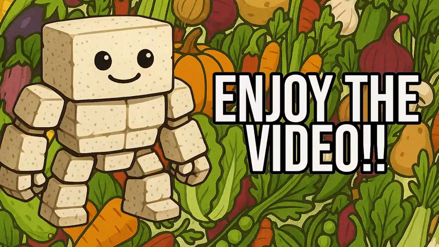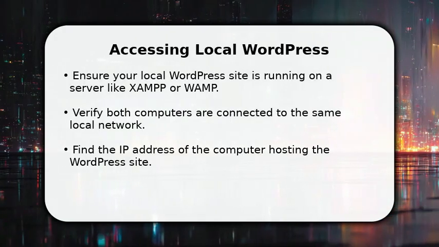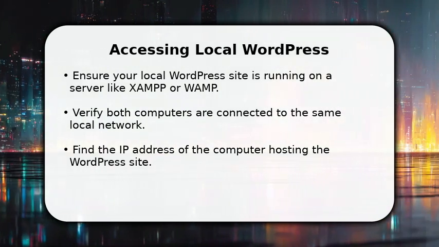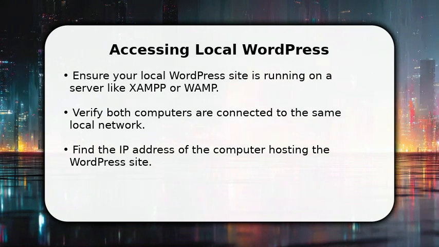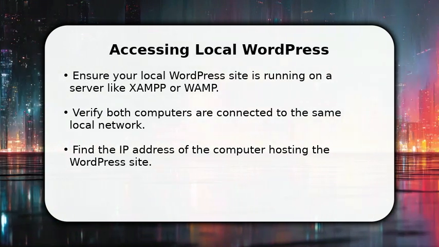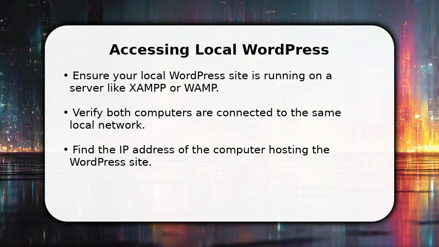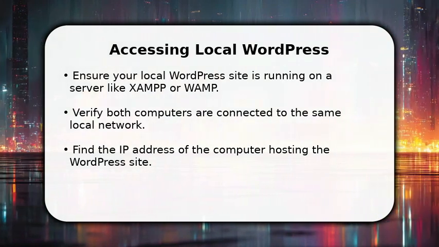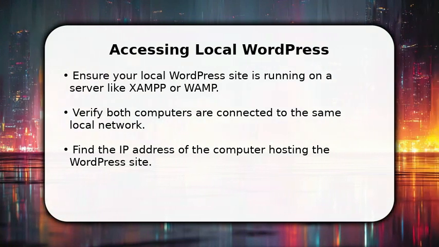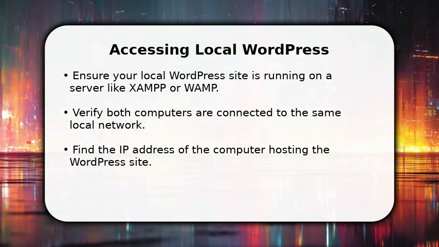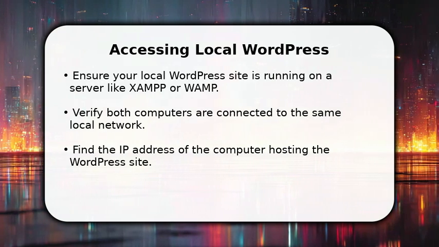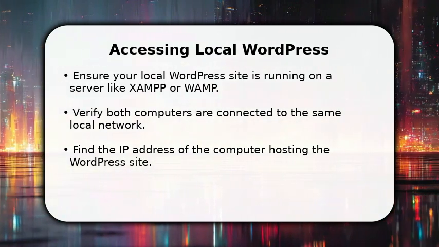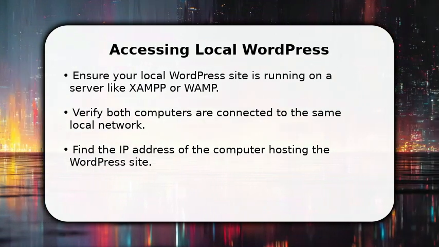Please enjoy the video. In this video, I will explain how to access your local WordPress site from another computer. First, ensure your local WordPress installation, like XAMPP or WAMP, is actively running on the host machine. Next, confirm that both the host computer and the computer you wish to access it from are connected to the same local network. Finally, locate the host computer's current IP address, as this will be crucial for establishing the connection.